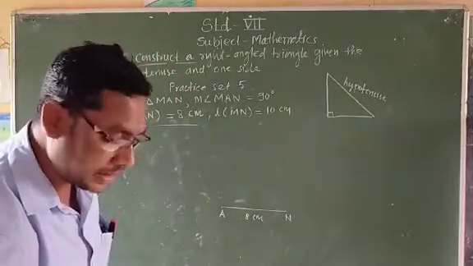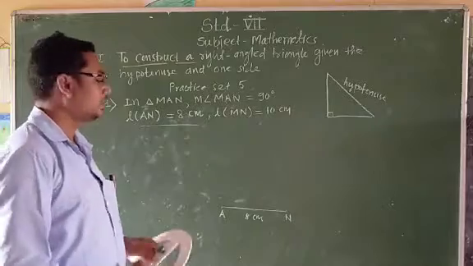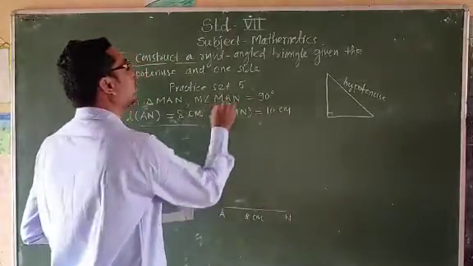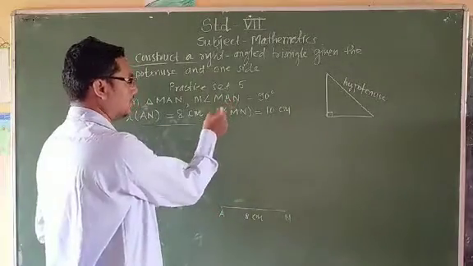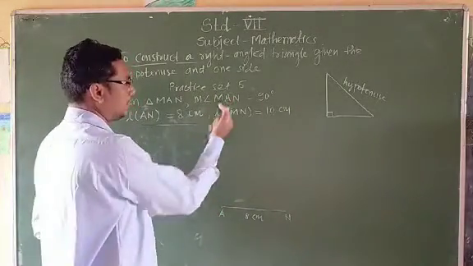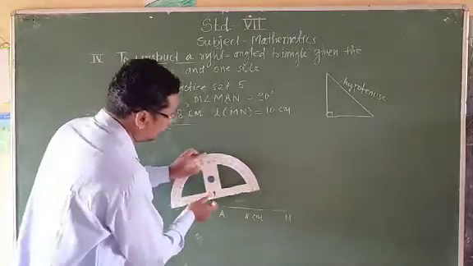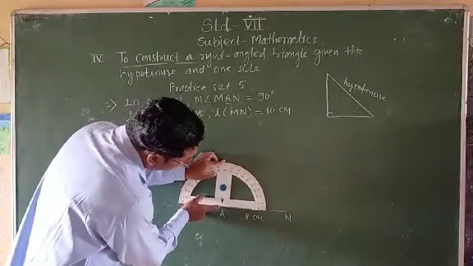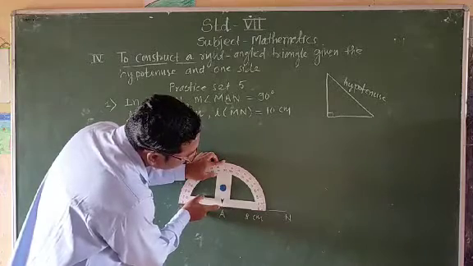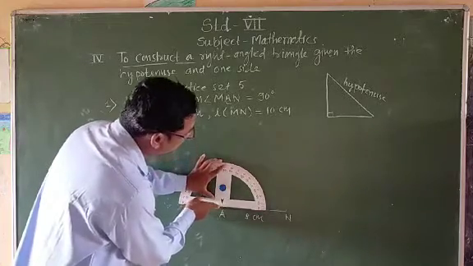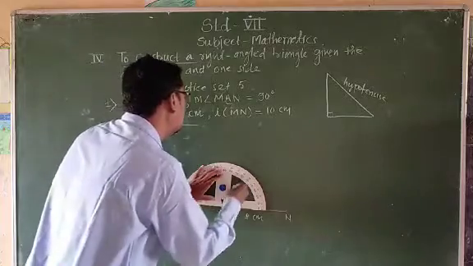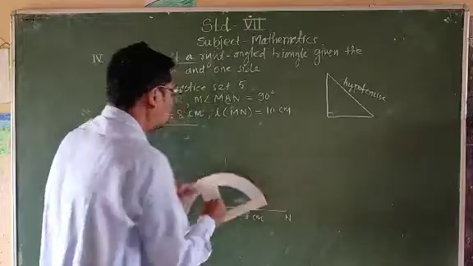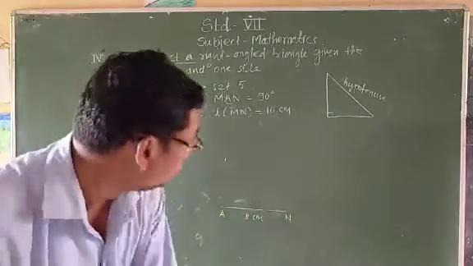Then MAN. How much? 90 degree. It means angle A. The meaning of this angle MAN is that angle A is 90. It is in three letters. If we use a single letter, then angle A is 90 degree. Okay. Put the point of this protractor on the point A and draw the angle A, that is 90 degree. Okay.